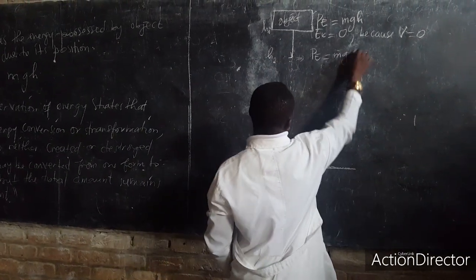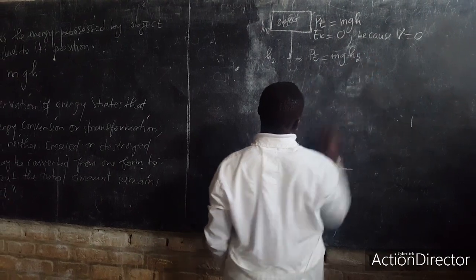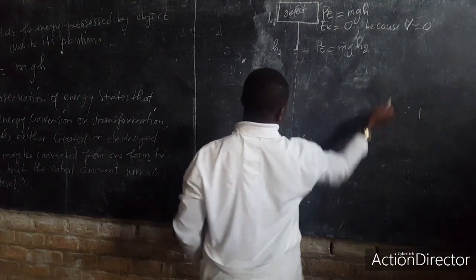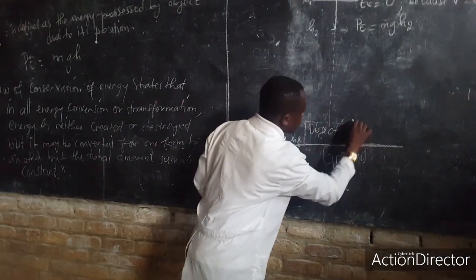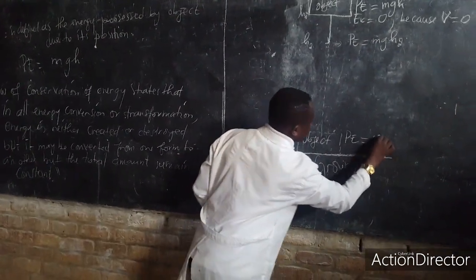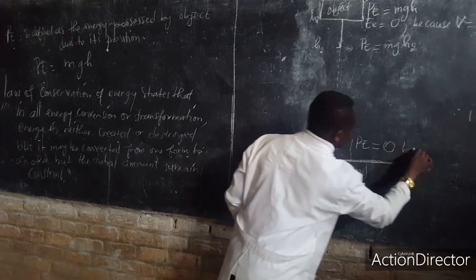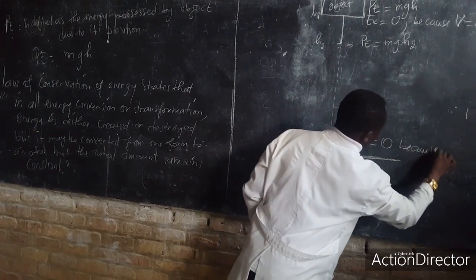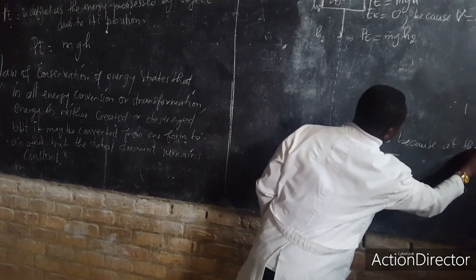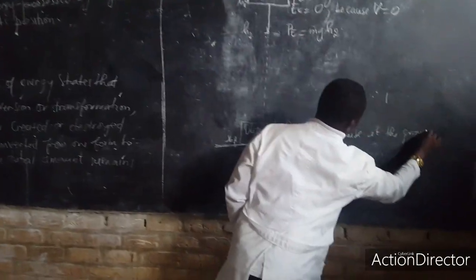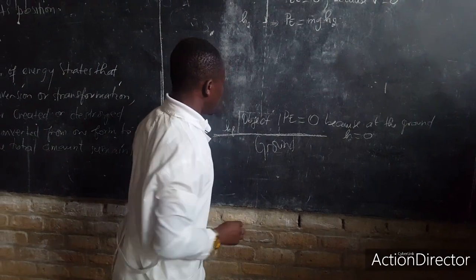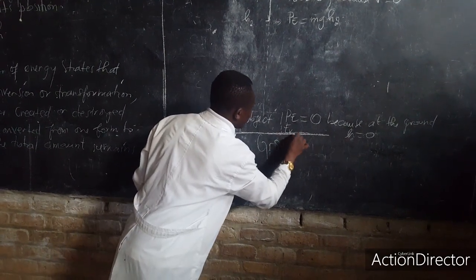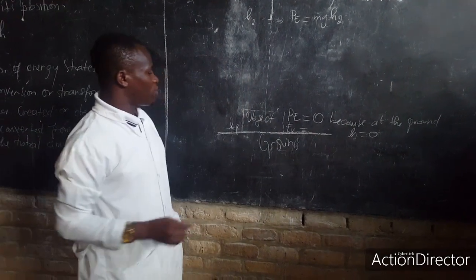We will have mgh with height 2. And continuing, at the ground we will have potential energy equal to 0, because at the ground the height will be equal to 0. So here kinetic energy will be maximum.